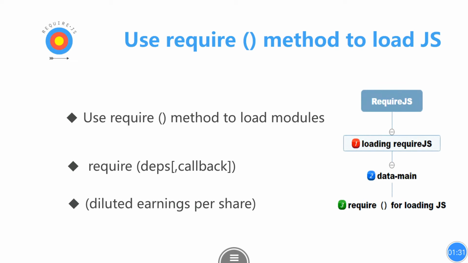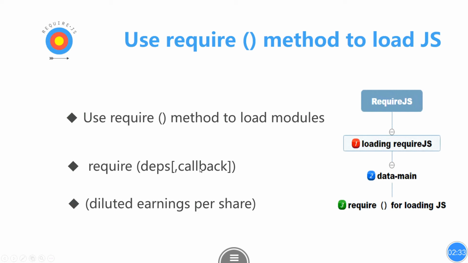The second thing is that require has two values. The first value, look here, is deps. Deps means to write down the JS file names. You write down the JS files you need to load so you can use them. This is the first value.